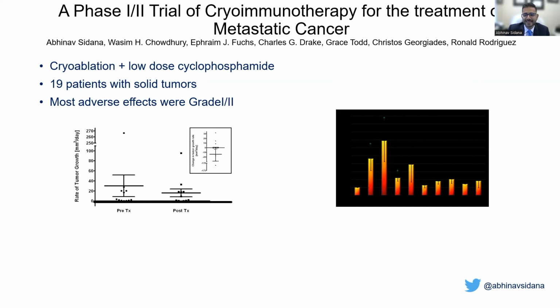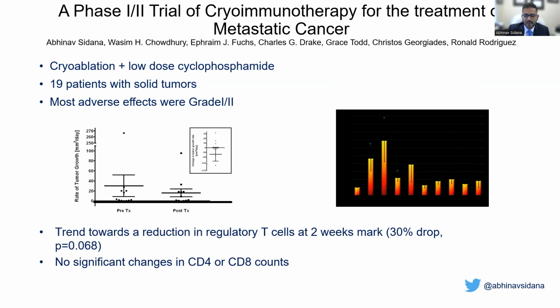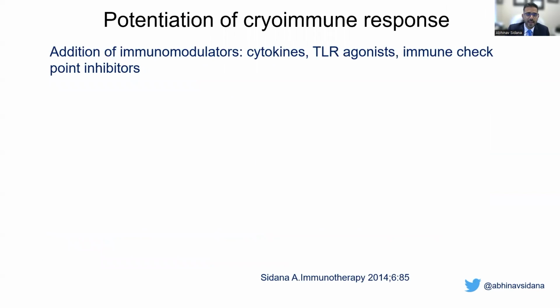IL-6, IL-10, TNF-alpha, and TRAIL levels showed a significant rise immediately post-cryotherapy. There was a trend in the reduction of regulatory T cells, but no significant change in CD4 or CD8 cell counts was found. This trial showed some signal, but that was not clinically significant. We learned that we need more persistent immune stimulation over a longer period of time and in patients with lower cancer burden to demonstrate a meaningful clinical response. And for that, we need potentiation of this immune response.